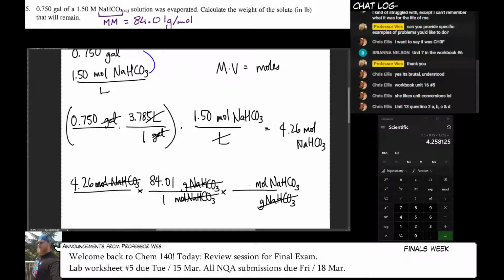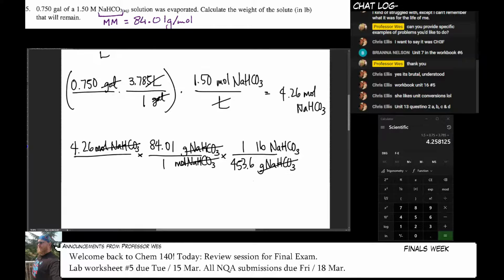And then I can turn... Oops, what am I doing? Not grams to moles. Sorry. I'm on autopilot here. We'll turn grams into pounds. And 1 pound is 453.6 grams. That one I do have memorized. And so this would give us the mass of sodium bicarbonate in pounds.